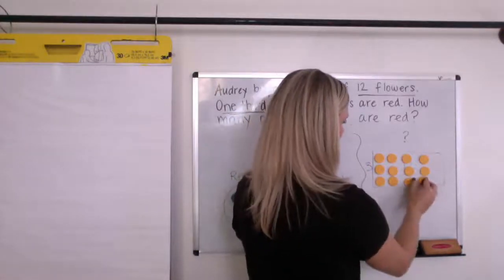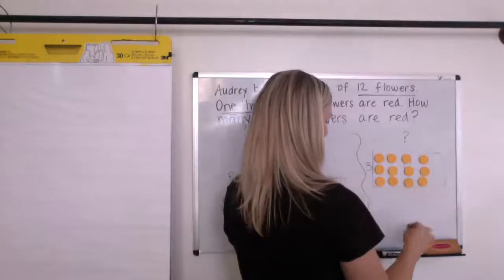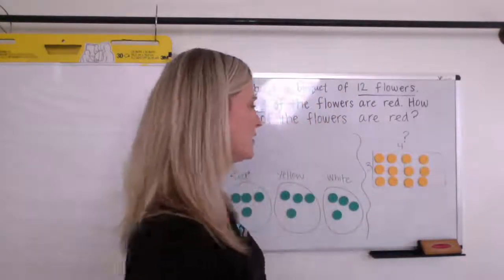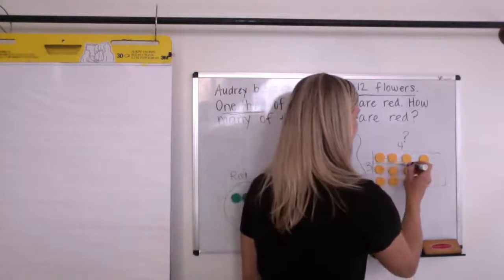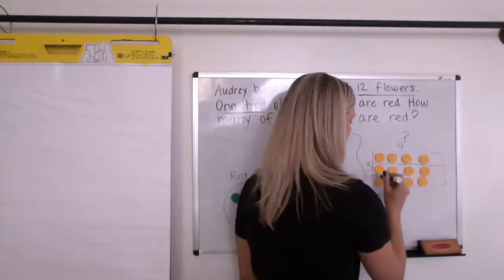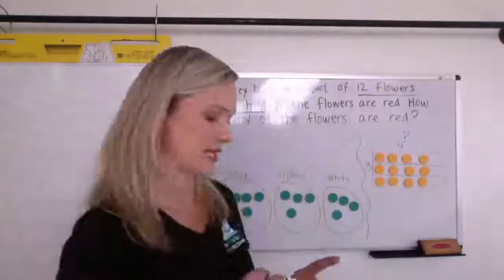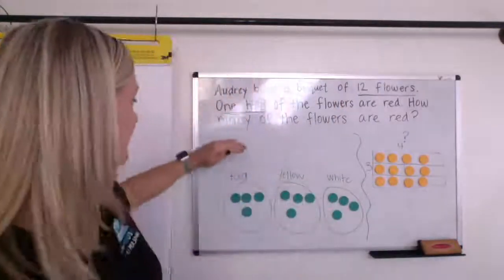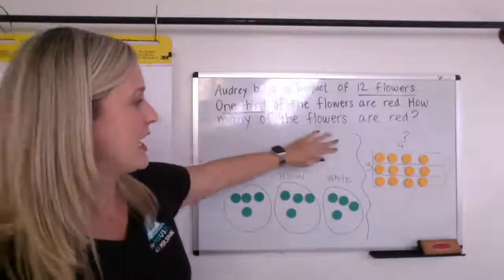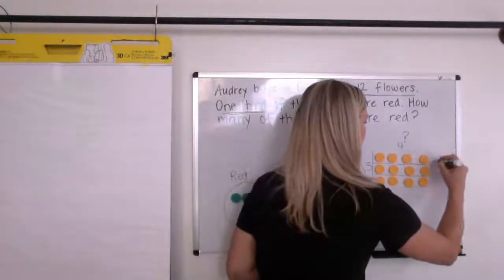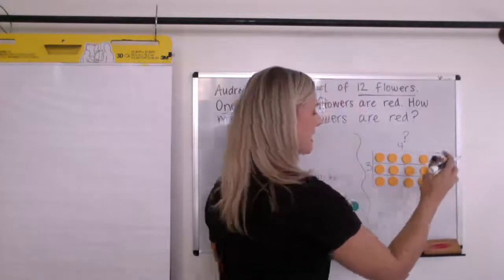Let's see if that one sticks. There we go. So 3 times 4 would make 12. And you can see this is a group. That's one group. This is another group. And that's another group. So we still have 3 groups. And this group right here might be red. And these would be the other colored flowers.